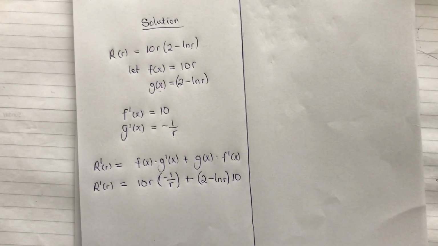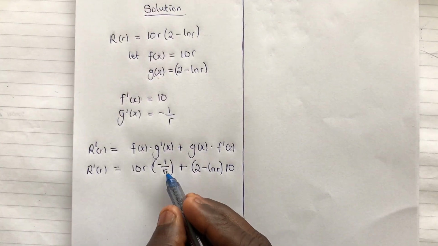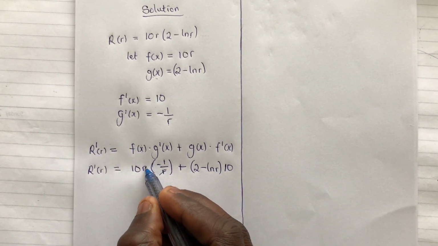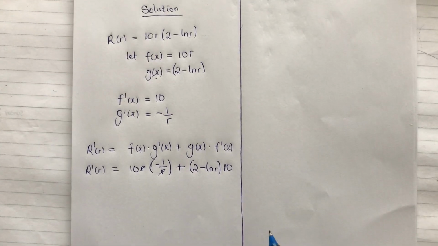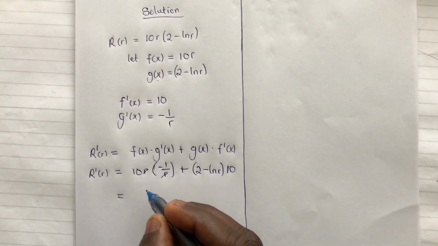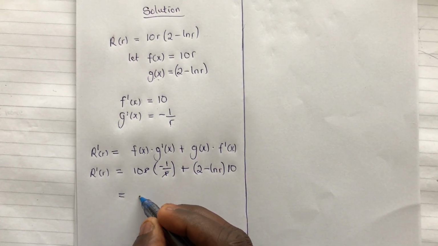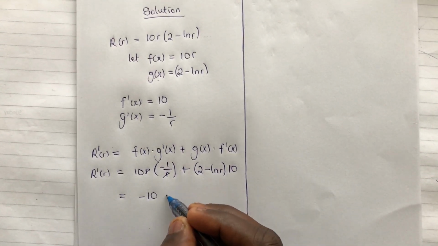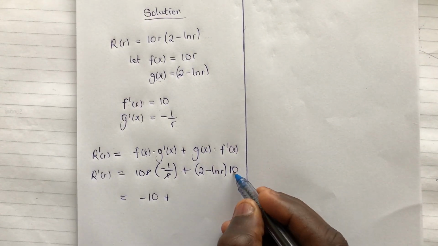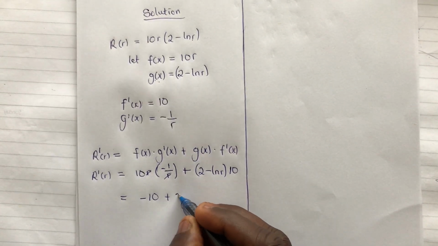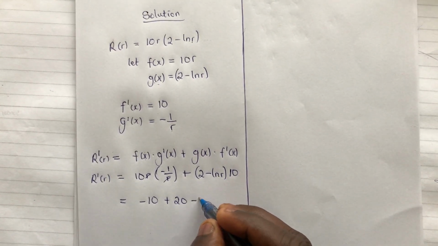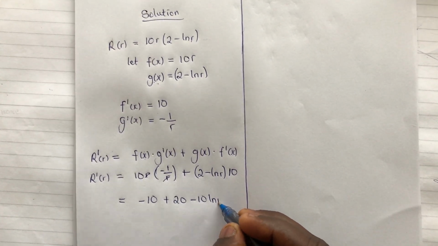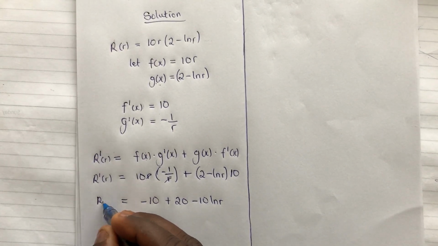Alright, so now we can simplify this. You and I know this r will cancel this one. So we are left with -1 times 10. So we have this times this giving us -10, plus we have this times this, we have 20, and then 10 times this is giving us -10 ln r equals to this.